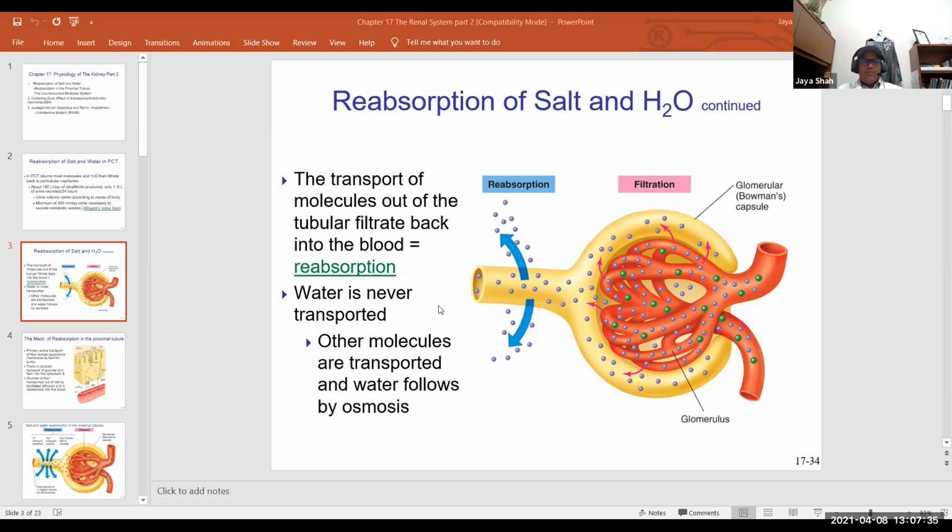When these solid particles are transported by the carrier with the use of energy, water just follows them. Because if we take solid particles from here and put them into the interstitial space, we are increasing the concentration in that area. That's why water follows these molecules by osmosis, and that's why water is never transported actively. Other molecules are transported and water follows by osmosis, okay?